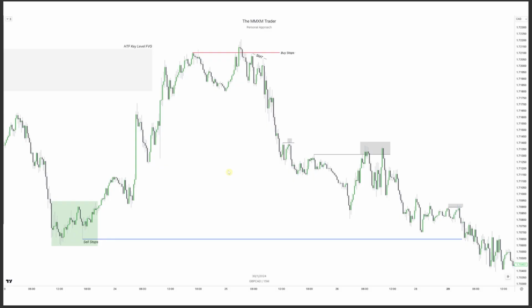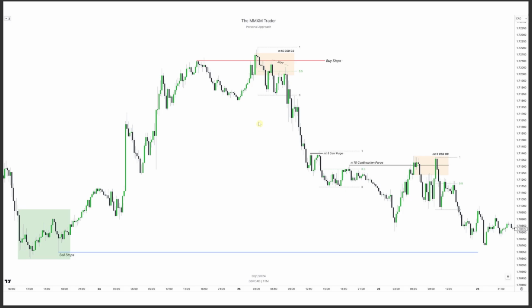So SMT is first and foremost important, right? We're going to be scouting for that. We've got SMT on this high from the second day, and then we're going to look for continuation purges. So we have a raid on a high here, raids on the high here, and another raid here. Put a little bit more lipstick on the chart, right?